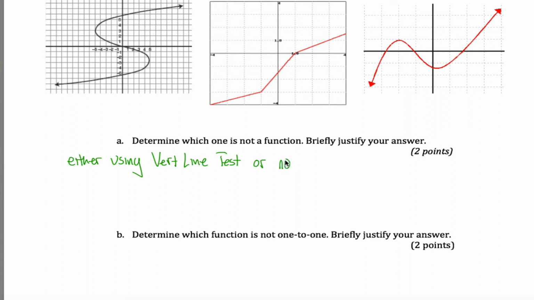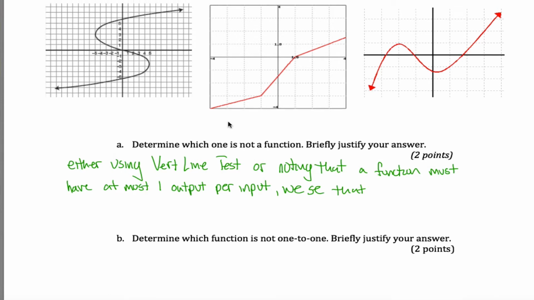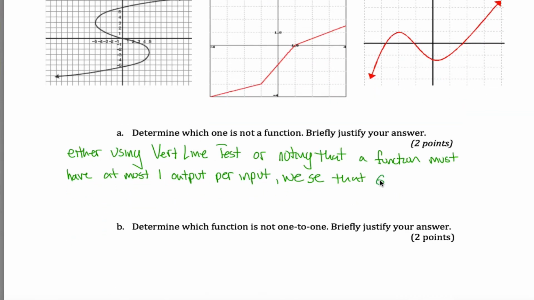or noting that a function must have at most one output per input. We see that graph A, is that what I called it? This first guy here. Graph A is not a function.